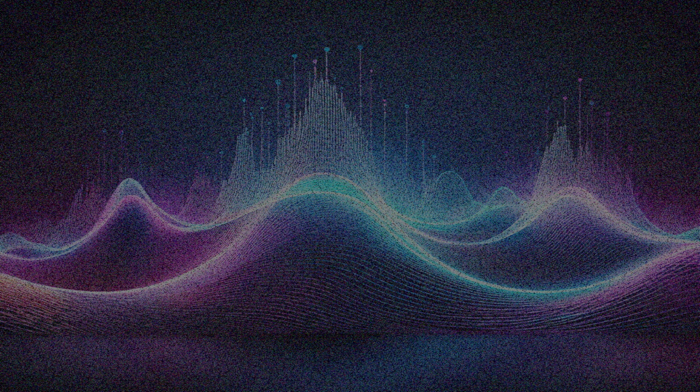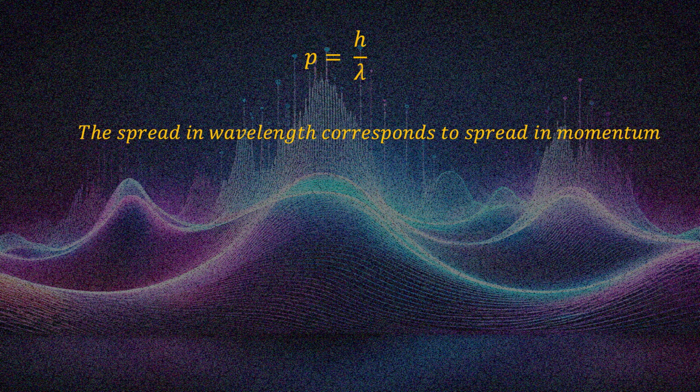So this applies to any kind of wave phenomena, and also it applies to the wave function in quantum mechanics. But in quantum mechanics this wavelength is associated with the momentum. This is by the de Broglie wavelength, the spread in wavelength corresponds to the spread in momentum. And we have this relation where the uncertainty in position multiplied by the uncertainty in momentum is greater than or equal to the Planck constant divided by 2.